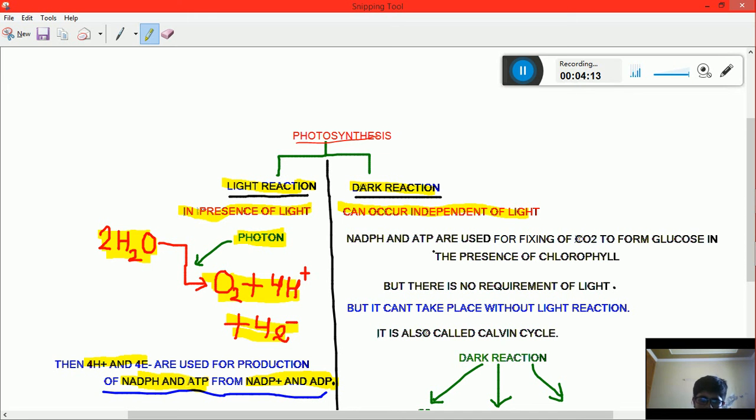We can get this thing otherwise. ATP we are getting as energy, but the plant can use this ATP only, which is produced during light reaction, for dark reaction. Now what happens in dark reaction?